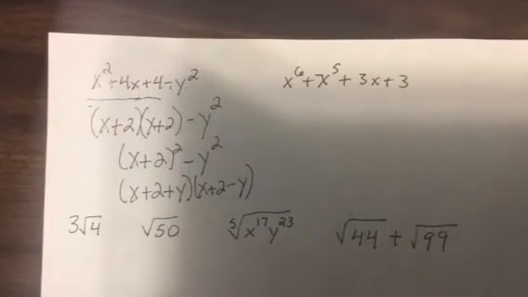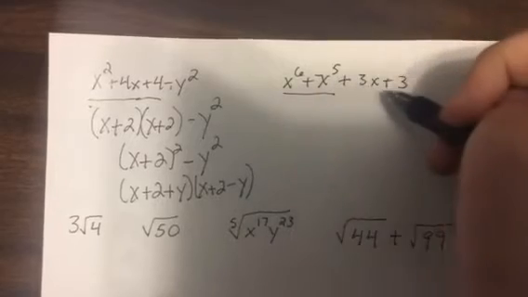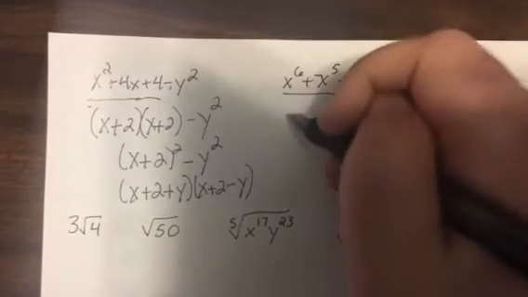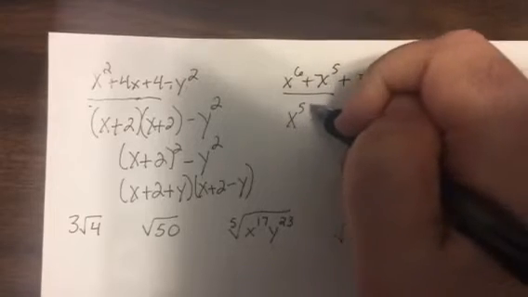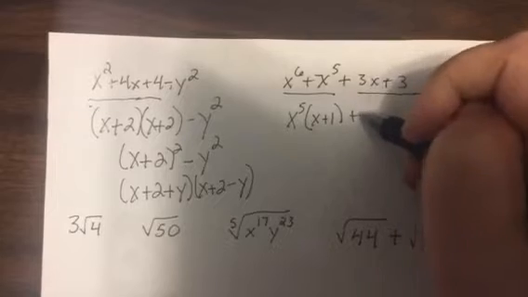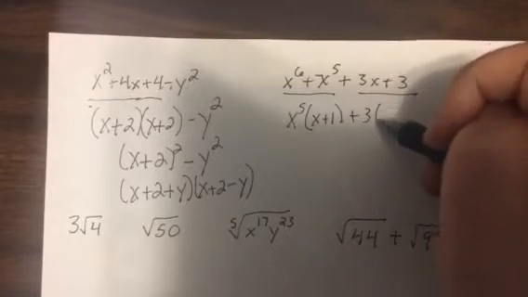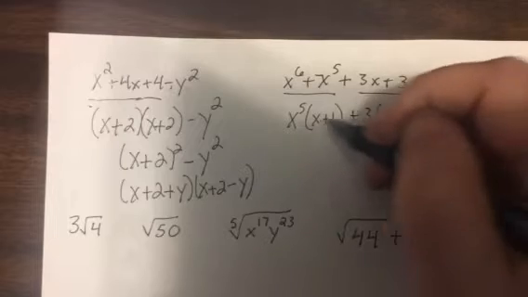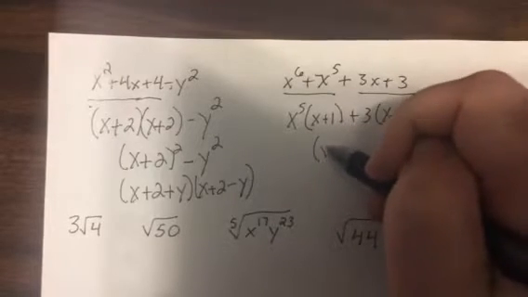Now, there's no minus square, so I would do 2. So this would be x to the 5th. Factor out the GCF. This would be 3, factor out the GCF. Then we have a common term, so factor that out.